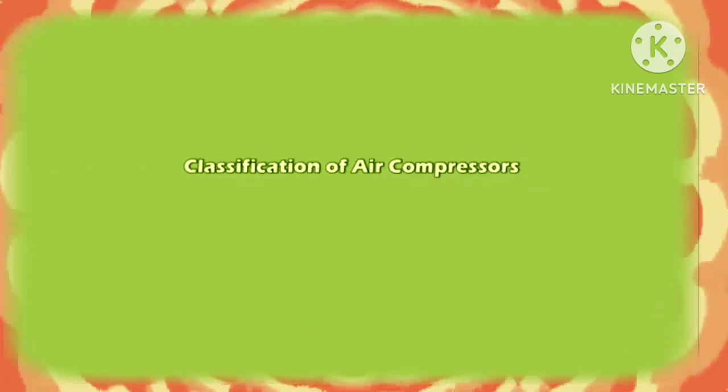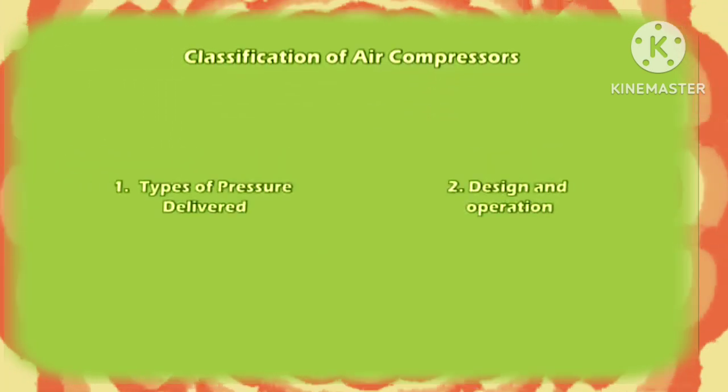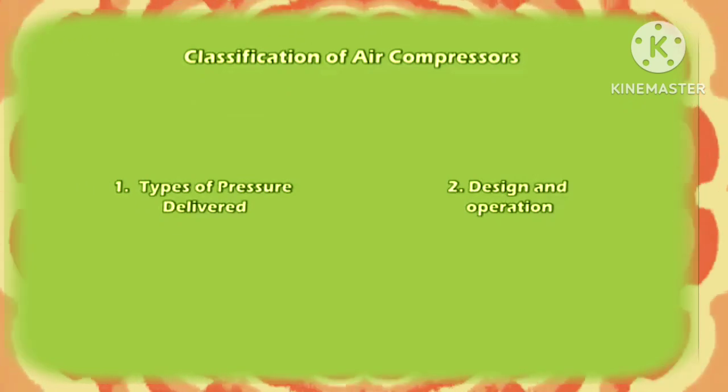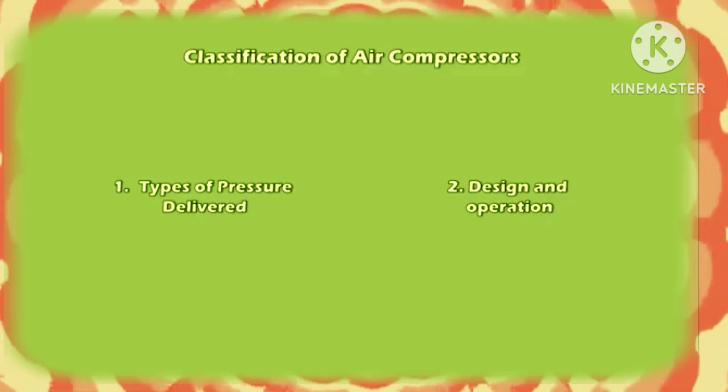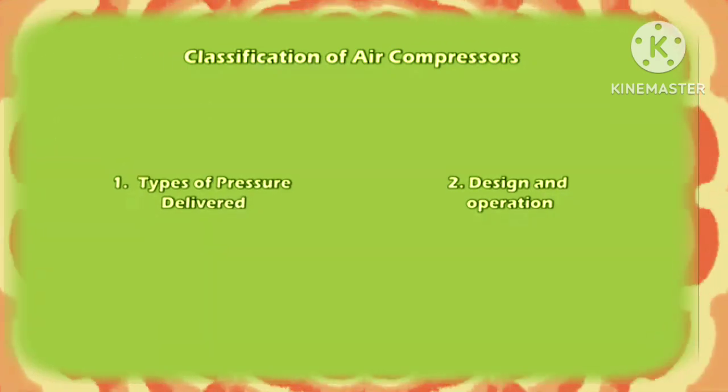Classification of air compressors. Compressors can be classified in two ways. They are: 1. According to the pressure delivered, and 2. The design and principle of operation.